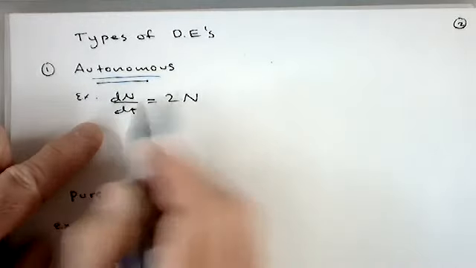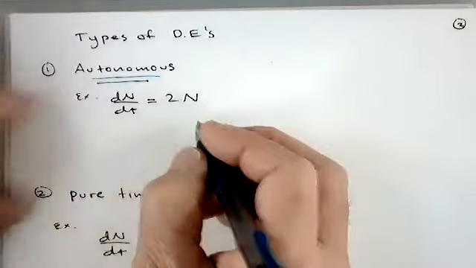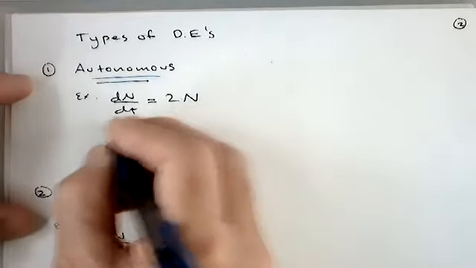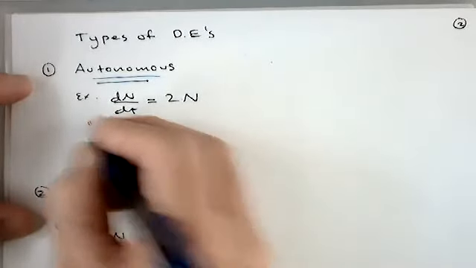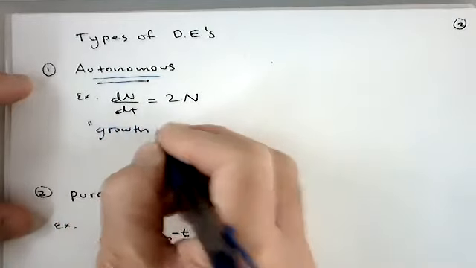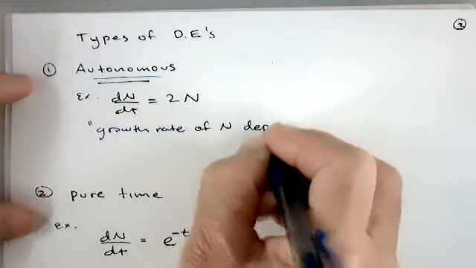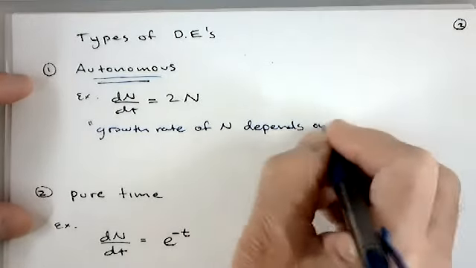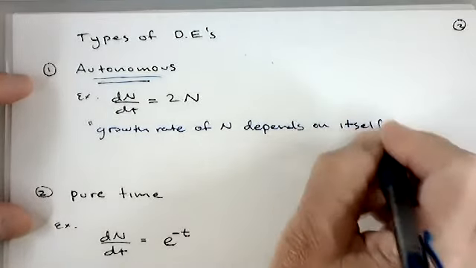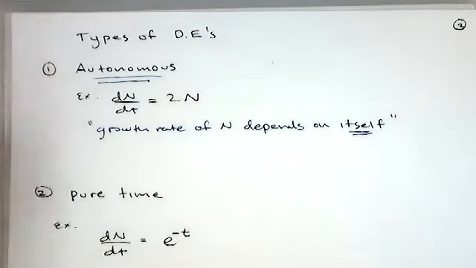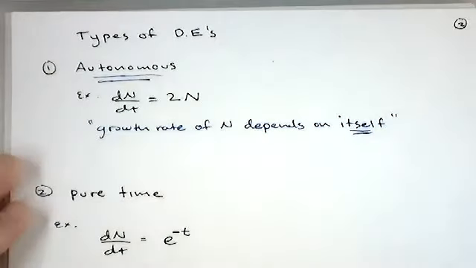It's not a function of anything else, right? So how can I write that in words? The growth rate of n depends on itself. That's the characteristic of an autonomous differential equation.